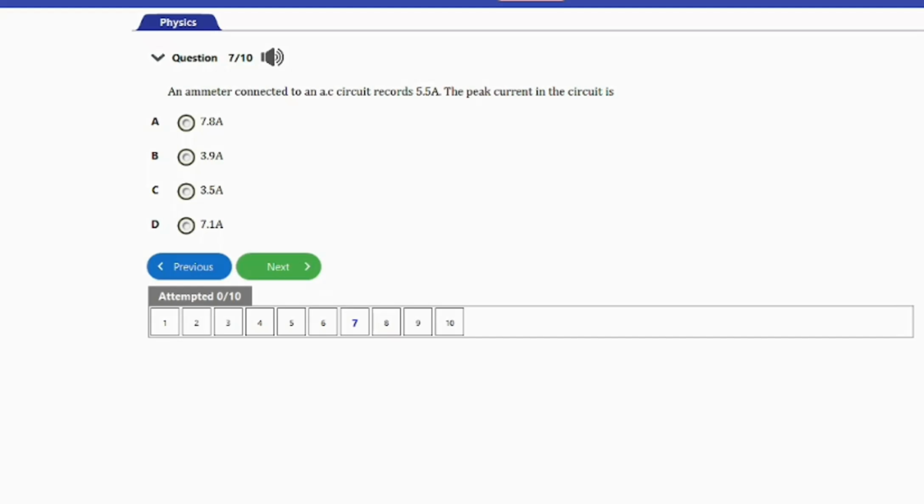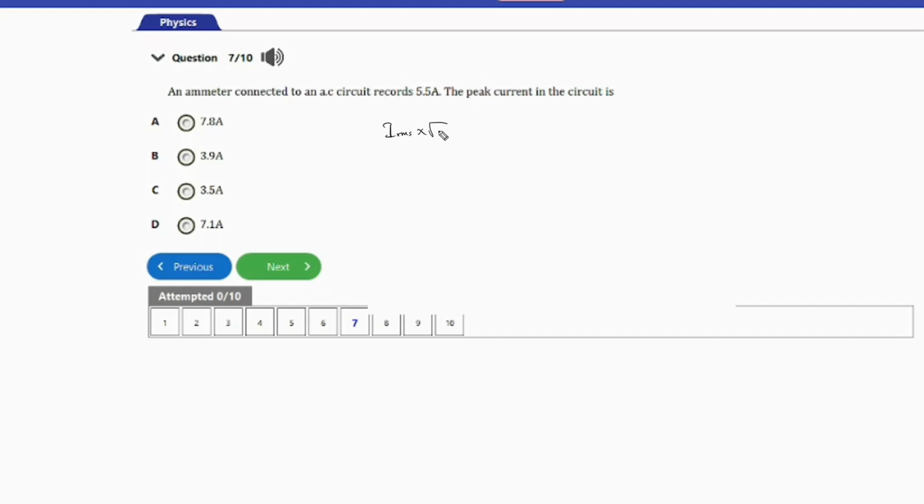It says, an ammeter connected to an AC circuit records 5.5 amps. The peak current in the circuit is: A, 7.8 amps, B, 3.9 amps, C, 3.5 amps, D, 7.1 amps. So guys, this is a very simple one. All we just need to do is to recall that the root mean square current times square root of 2 is equal to the peak current.